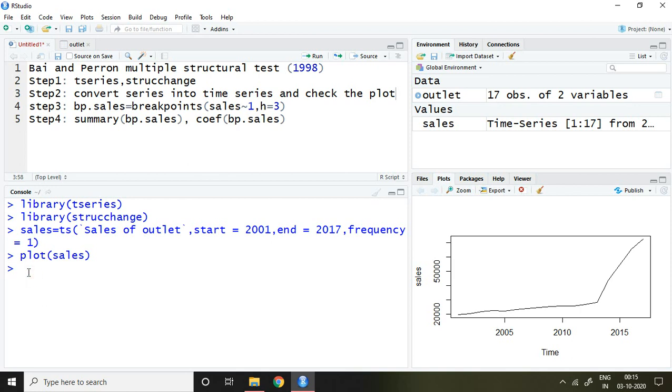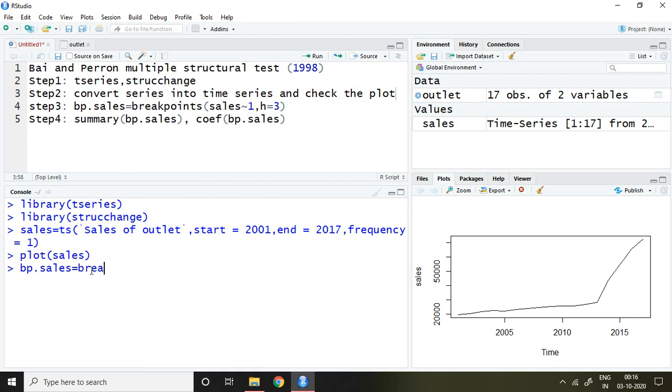Now I can go for the third step, which is related to the function or command for the Bai and Perron test. I write here bp.sales. Instead of bp.sales, we can write whatever we want, but I simply write bp.sales so that I can recall it for the further procedure.